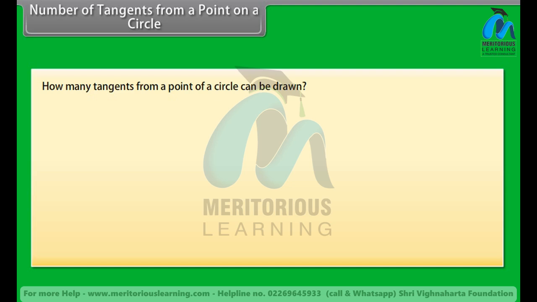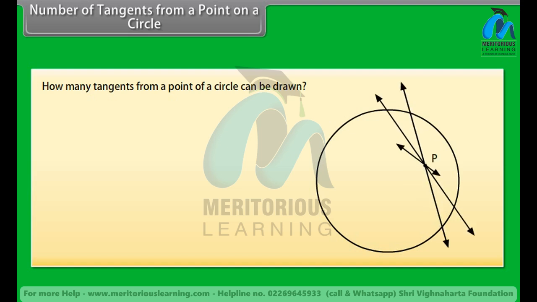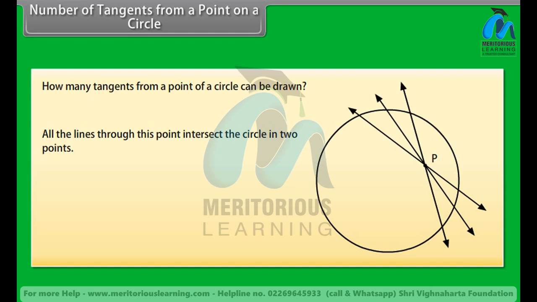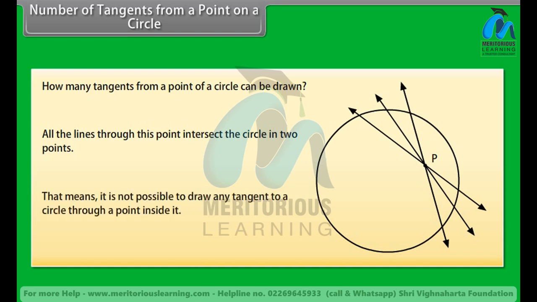Let's perform an activity to check this out. Draw a circle on your notebook. Now take a point P inside it. Draw lines through this point. We will find that all the lines through this point intersect the circle in 2 points. That means it is not possible to draw any tangent to a circle through a point inside it.